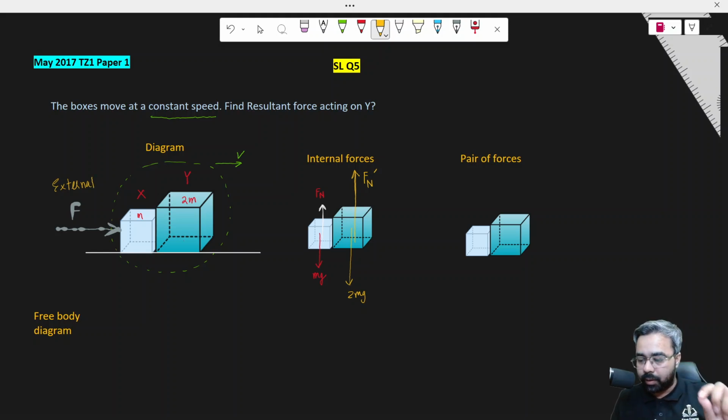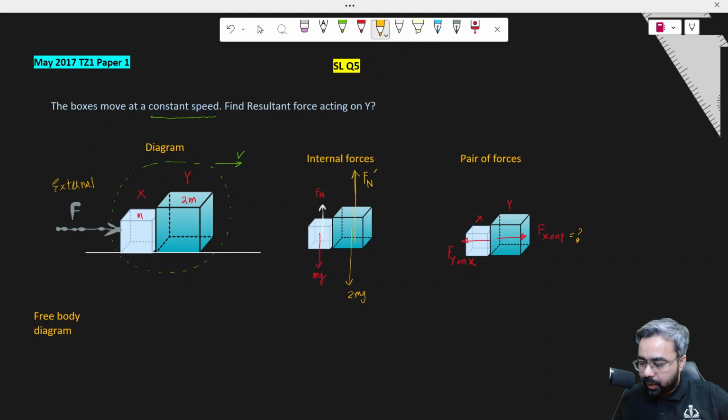And one very important internal force is actually the pair of forces that I want to show you here. This is box X and this is Y. X is pushing Y in this direction, so I can say this is the force applied by X on Y, whereas the same magnitude but in the opposite direction, there's another force which is applied by Y on X. These are the pair of forces, and in IB, pair of forces questions are very important and usually asked. And what we need to calculate is this force.